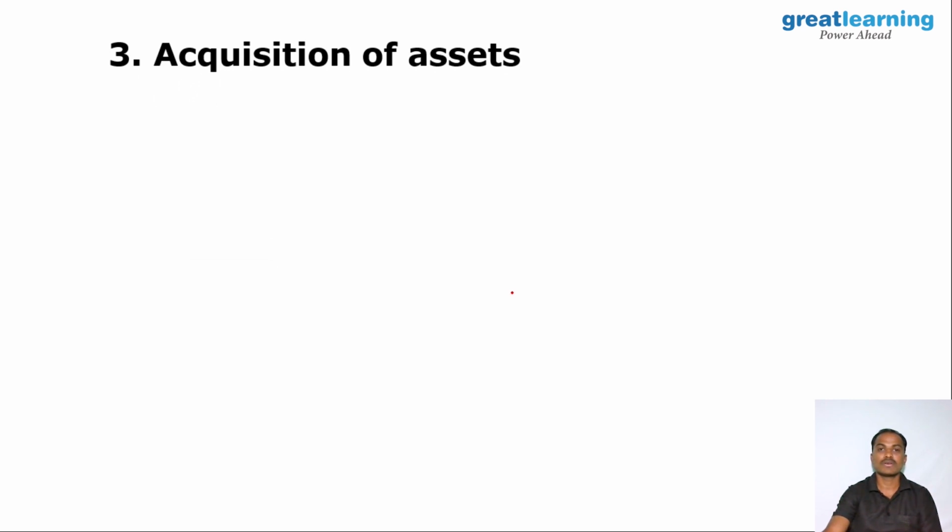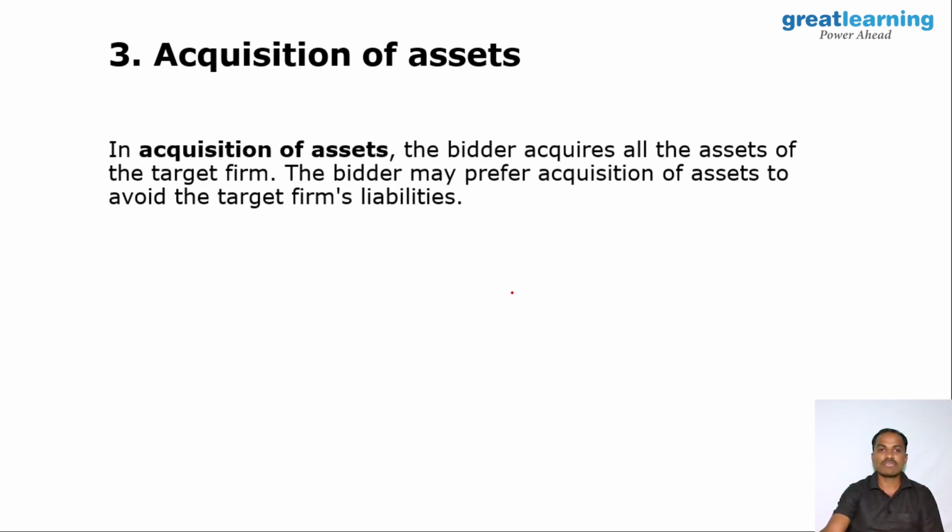The third type of acquisition is acquisition of assets. In acquisition of assets, the bidder acquires all the assets of the target firm. The bidder may prefer acquisition of assets to avoid the target firm's liability. Sometimes it is not necessary that the acquisition of assets and liabilities is compulsory. Sometimes the acquiring company may anticipate to acquire only the assets of the company, not the liabilities, or they may acquire both assets and liabilities. It depends on the company which is acquiring the other company. They can choose to opt or not to opt for the acquisition of assets and liabilities all the time.